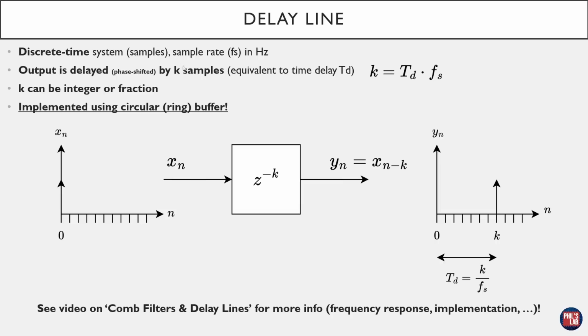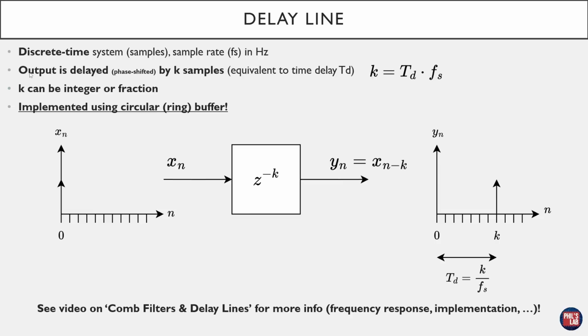And for a delay line, we will typically denote the delay by k, and that's a number of samples. If we want to convert to the equivalent time delay, so td, we simply have to say k equals td times the sampling rate. So if we have a sampling rate of 48 kilohertz, 48,000 samples per second, we want a 1 second delay, 1 second times 48,000, and we get k equals 48,000. K can be an integer or a fraction.